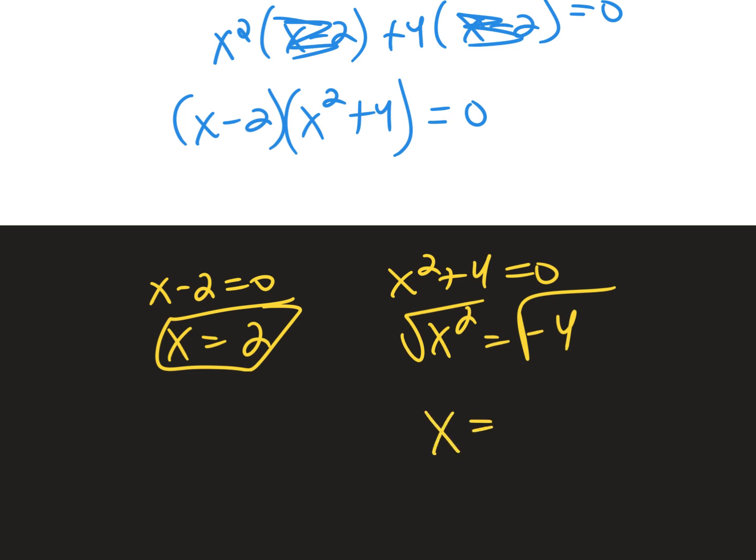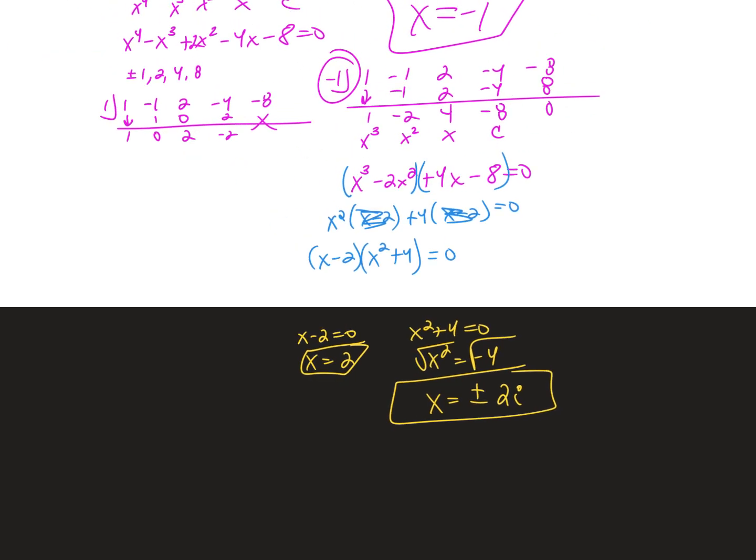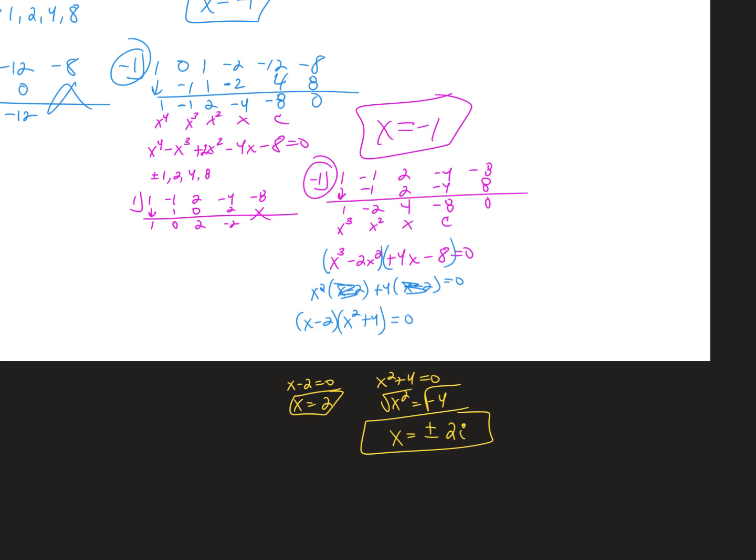It's x equals, okay, plus minus what? 2 what? I. Why is there an I there? Because there's a negative underneath the radical. So guys, did we find all five of our answers? Yes. How many of them are real? 3. And how many are imaginary? 2.